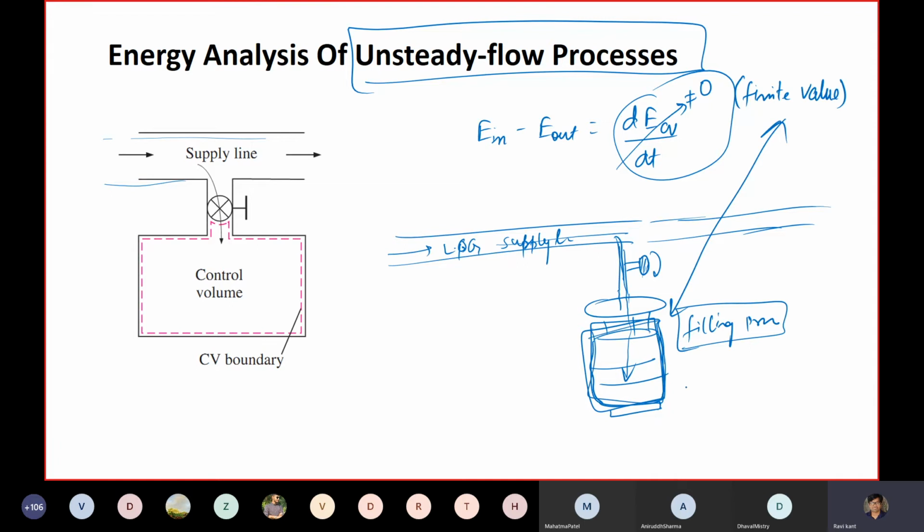Since in your control volume, initially your mass was 0, and at state 2 you have some finite mass, or it is filled with some mass. So your change in mass in the control volume is actually some finite value. These sorts of things we'll see in the next class.